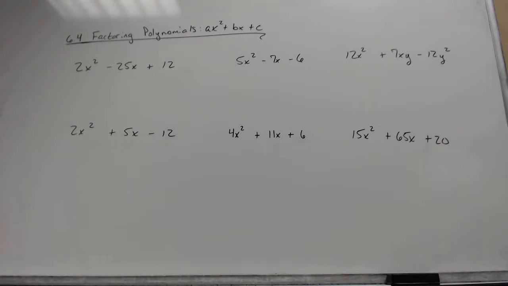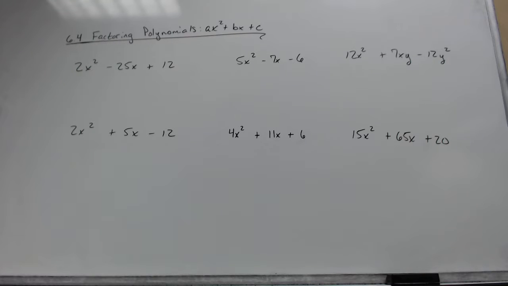Okay, here are 6 examples of this more difficult type of factoring. Notice they all have a coefficient out front, so that's going to indicate to you that they're going to require a little more thought to break this puzzle, crack this code. But let's just work through them.